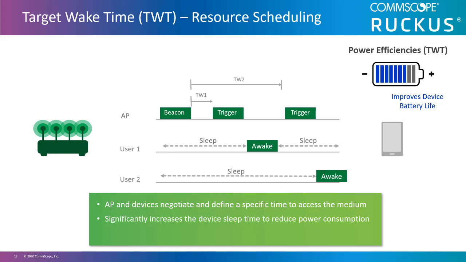In addition to saving power on the client device side, target wake time enables wireless access points and devices to negotiate and define specific times to access the medium. This helps optimize spectral efficiency by reducing contention and overlap between users.